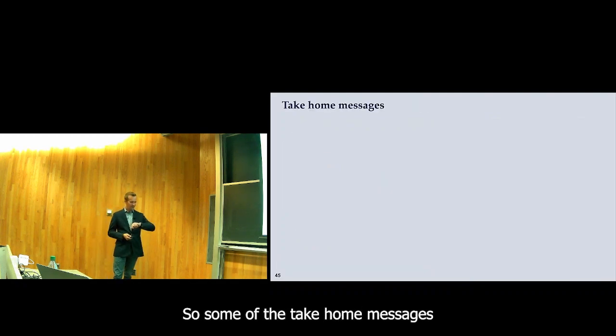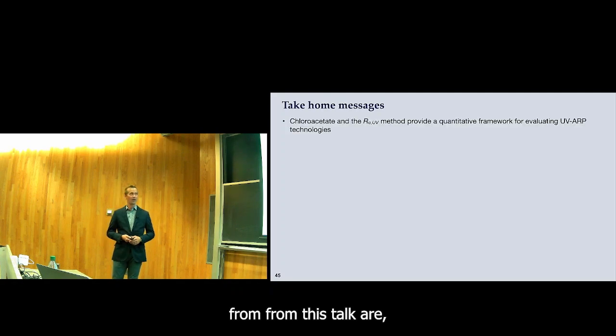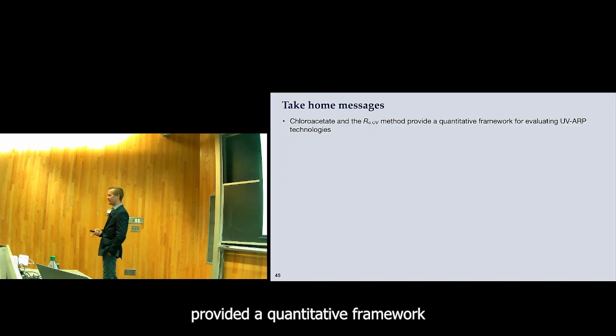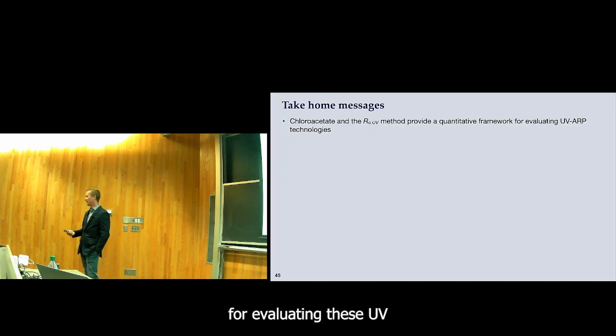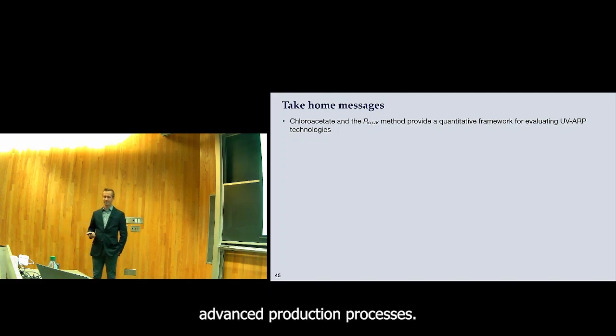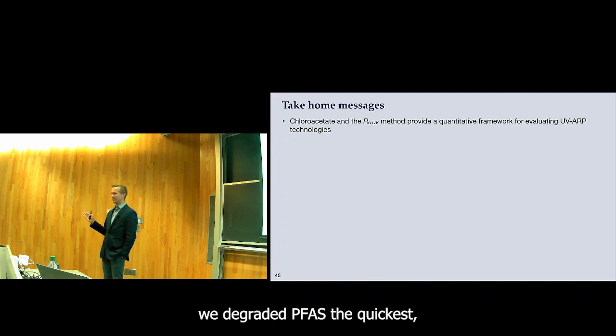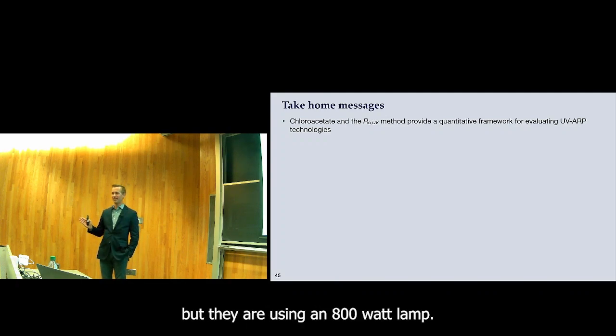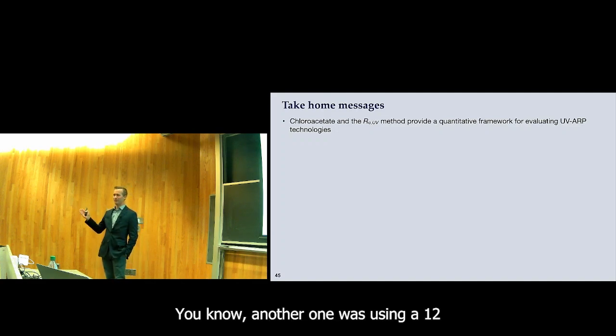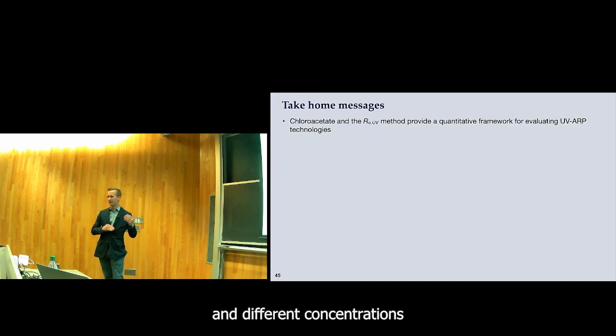All right, so some of the take-home messages from this talk are, one, the chloroacetate and the RE minus UV method provided a quantitative framework for evaluating these UV advanced reduction processes. It was frustrating to look in the literature for research ideas, where one study said they degraded PFAS the quickest, but they were using an 800-watt lamp. Another one was using a 12-watt lamp and different concentrations of these electron sources and all that. And so I think having this standard approach is going to be valuable.